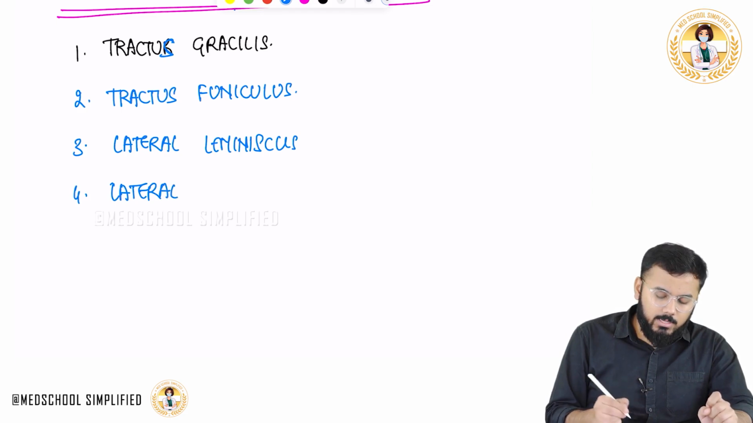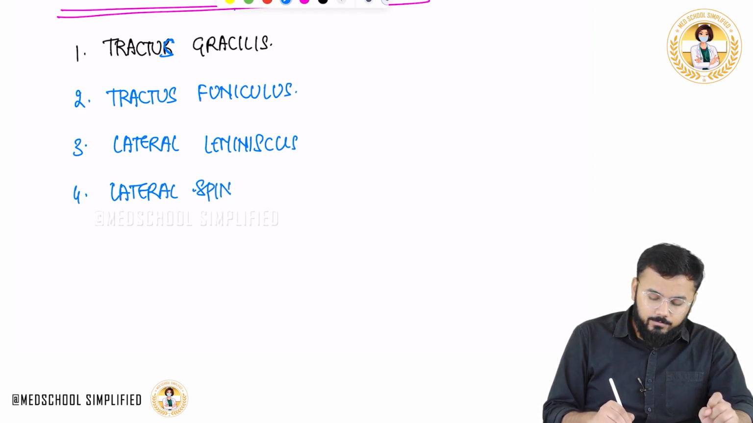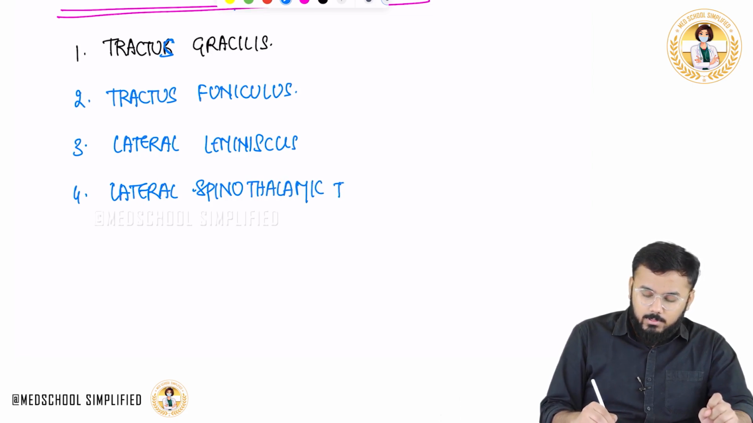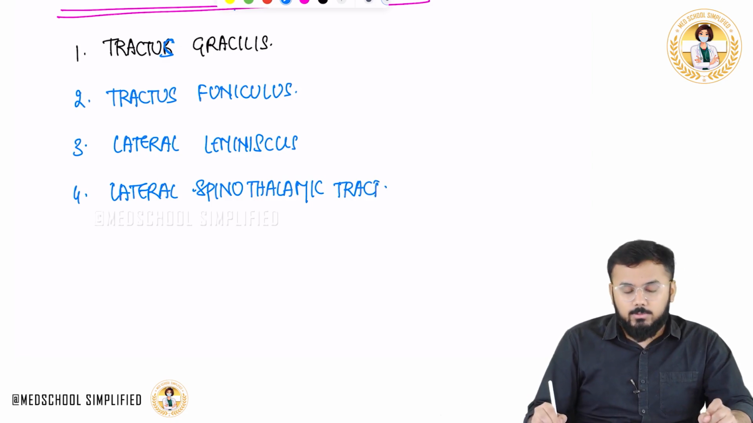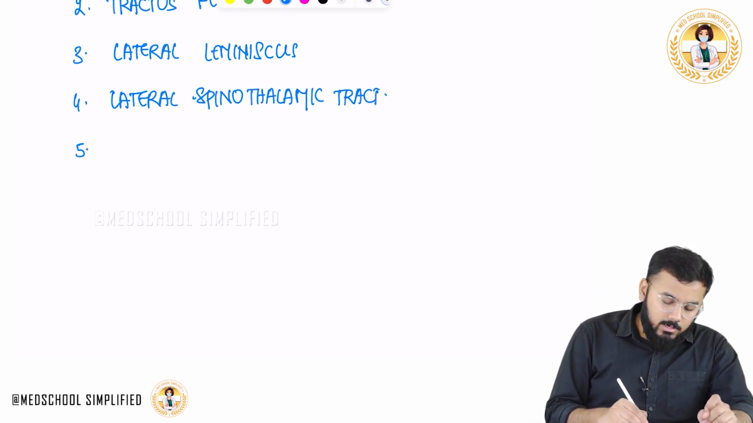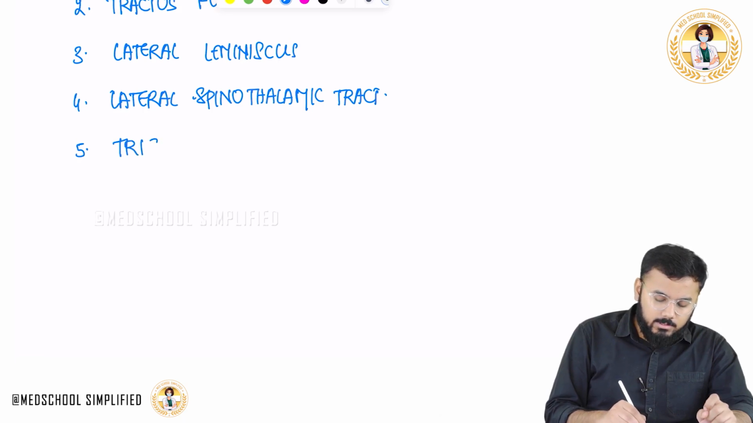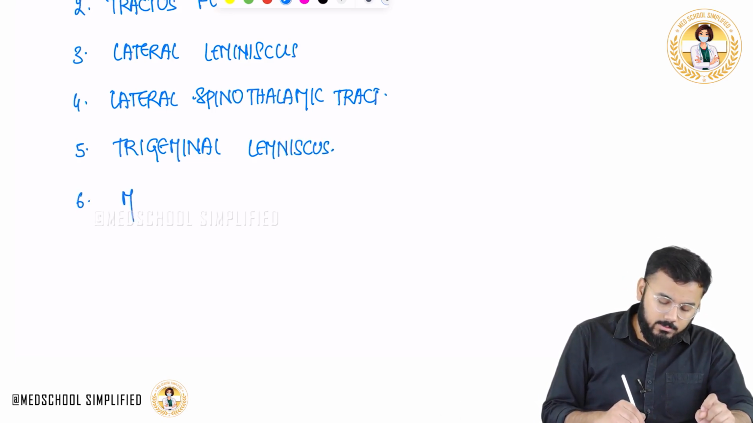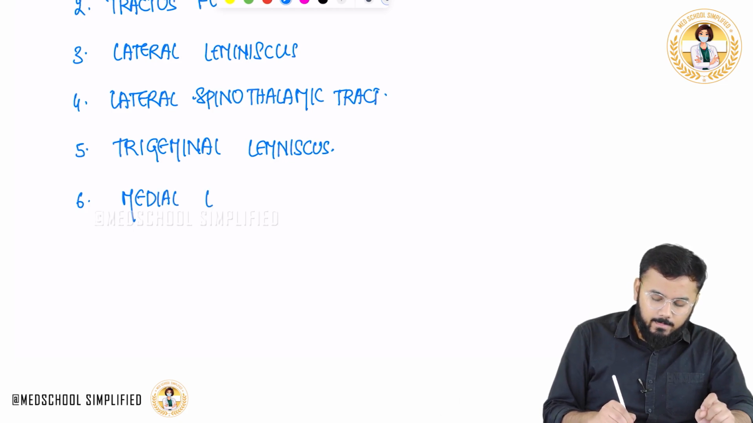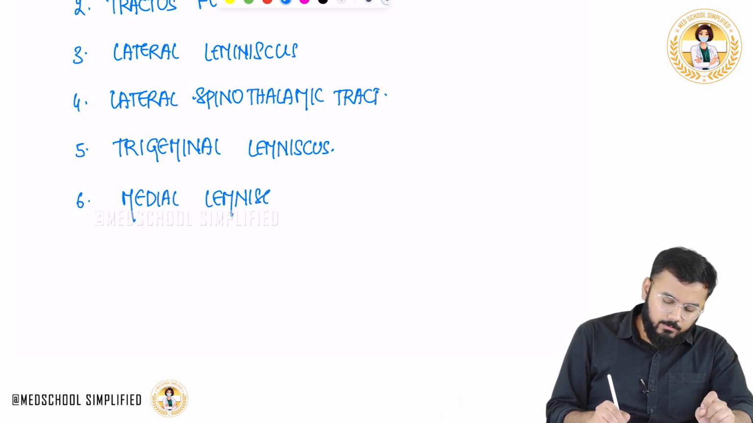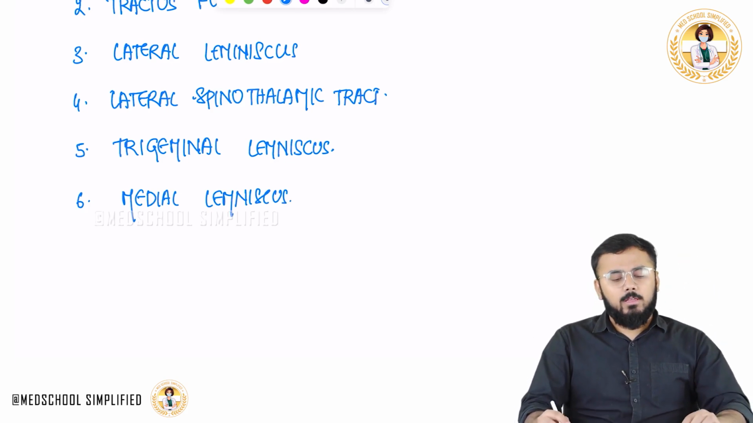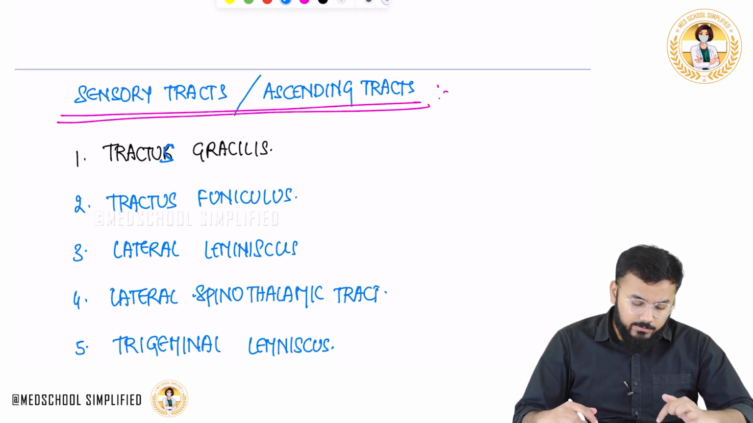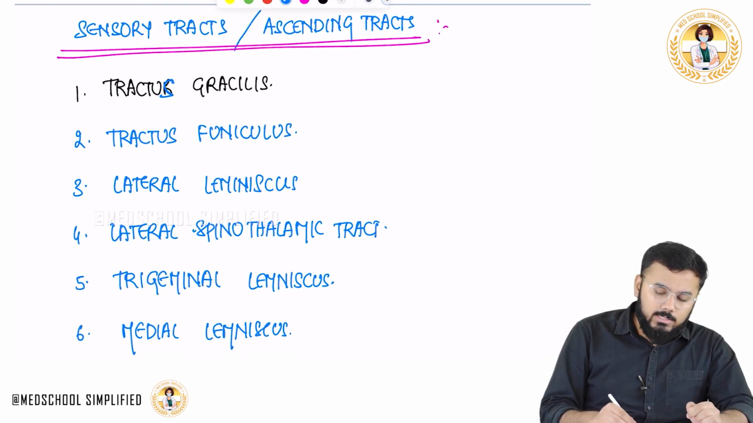I just now gave you an example, right? Lateral spinothalamic tract. After the lateral spinothalamic tract, you have even got trigeminal lemniscus. And the sixth important thing is medial lemniscus. Okay. So whatever you have studied right now, these are called your sensory tracts.